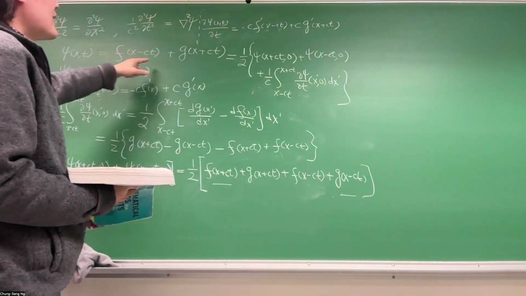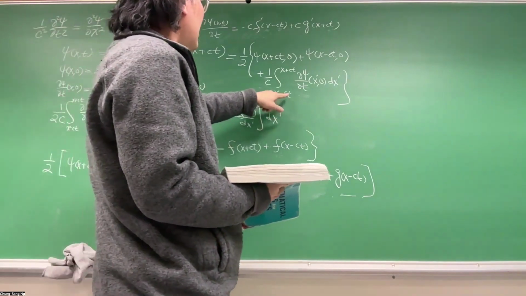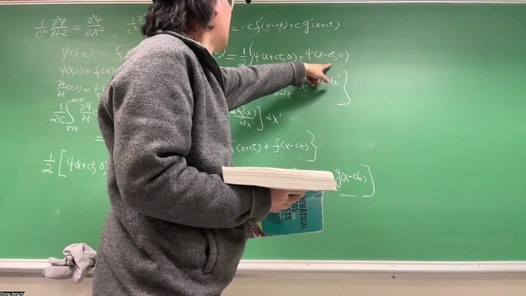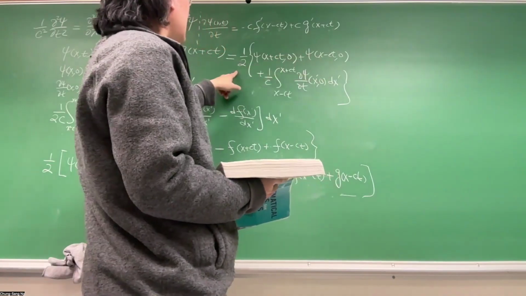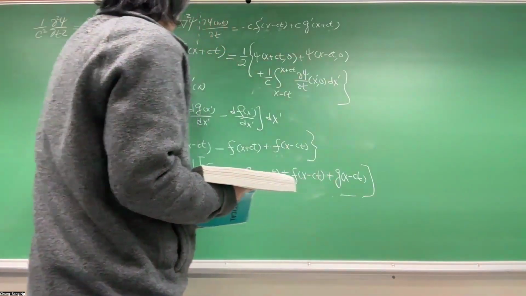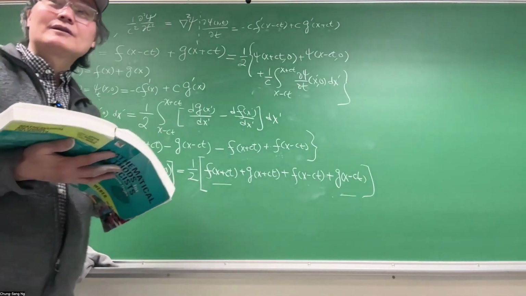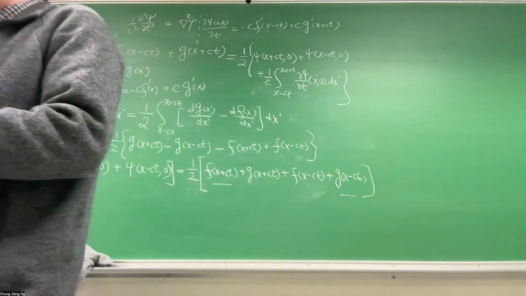Like you set t equals 0. You set t equals 0, obviously the integral is 0. This is 0. This is 0. Both are the same. You cancel with 2. You get exactly the same initial condition. Okay, and likewise you can check the derivative.